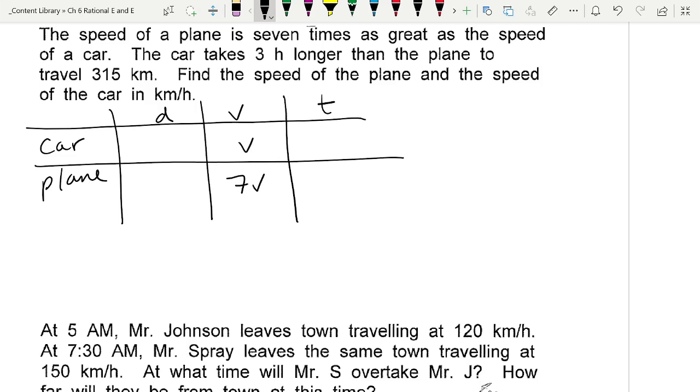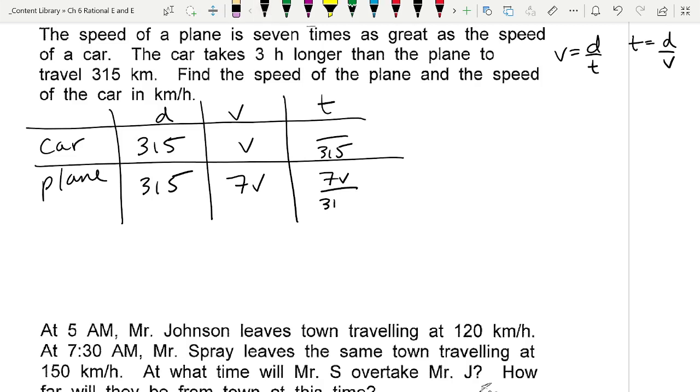All right? Now, they both are traveling 315 kilometers. So that's the same for both of them. And remember that if speed is distance divided by time, then time is distance divided by speed. So that means I can figure out that the time here is... oh, wait a minute, I got that upside down. Let me start that over. 315 over v, and 315 over 7v.